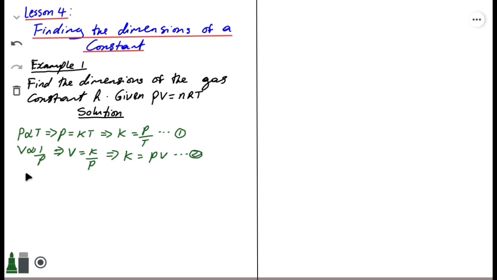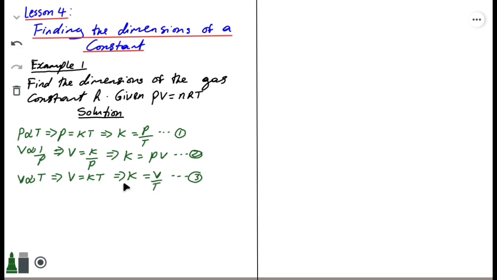Now, the third law, which is Charles' law, states that the volume of a given mass of gas is directly proportional to its absolute temperature, provided that the pressure is kept constant. Mathematically, we can express this as V directly proportional to temperature. This implies that V will be equal to KT. Considering the constant, K will be equal to V over T.